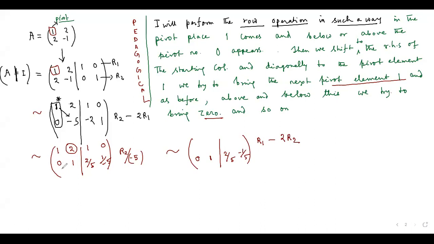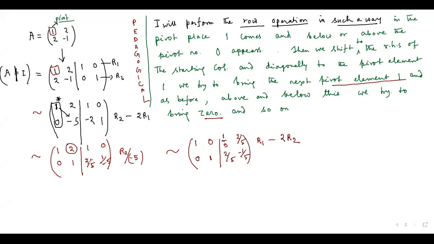So if I multiply this second row by 2, you will get 2 into 0, that is 0. So 1 minus 0, that is 1, no change. 2 into 1, that is 2, 2 minus 2, that is 0. And that will be 2 into 2, that is 4 by 5, so 1 minus 4 by 5, that is 1 by 5. And this one will be 2 into 1 by 5, that is 2 by 5, so 0 minus 2 by 5, that is minus 2 by 5.